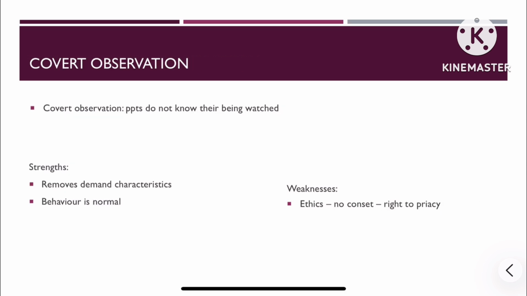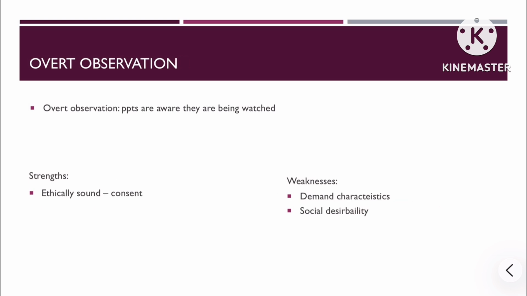A covert observation. This is where participants do not know that they're being watched. This removes demand characteristics, meaning behavior is normal. However, this is ethically concerning as there's no consent and there's no right to privacy. Overt observation. This is when participants are aware that they're being watched. This is ethically sound, however it's high in demand characteristics and social desirability.